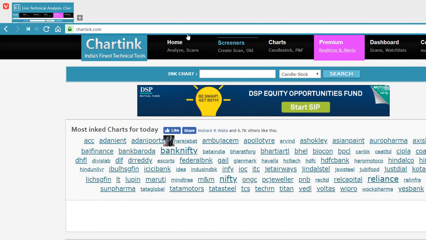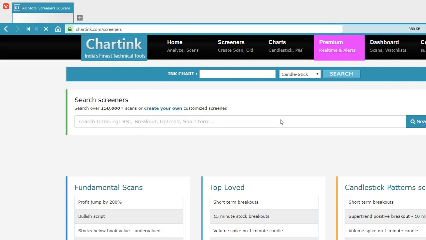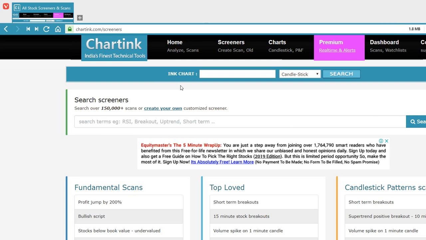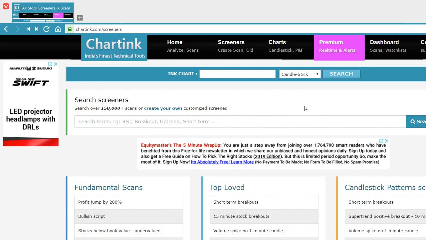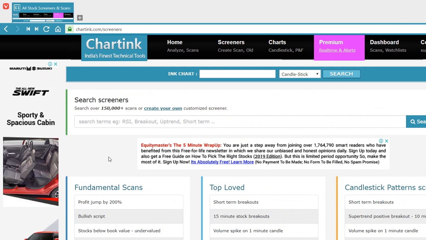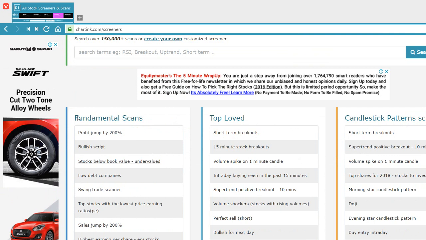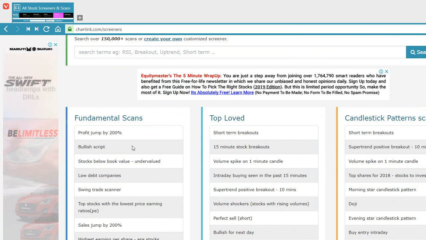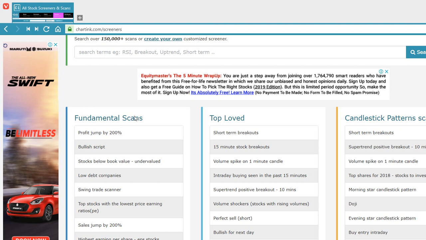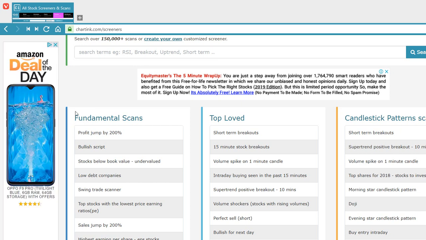Okay, no, not the home page. If you click on screeners here, yes, this is the screen. If you click on screeners here, you can actually create your own screener too, but you can also filter and pick out a screener, which is here on the left hand side. You will see fundamental scans. So if you want to pick up a stock for short term investment or anything, or even for a long term investment, you can pick up something like this: profit jump by 200%, bullish script, or any one of these here. In the second column, you will see the top loved.